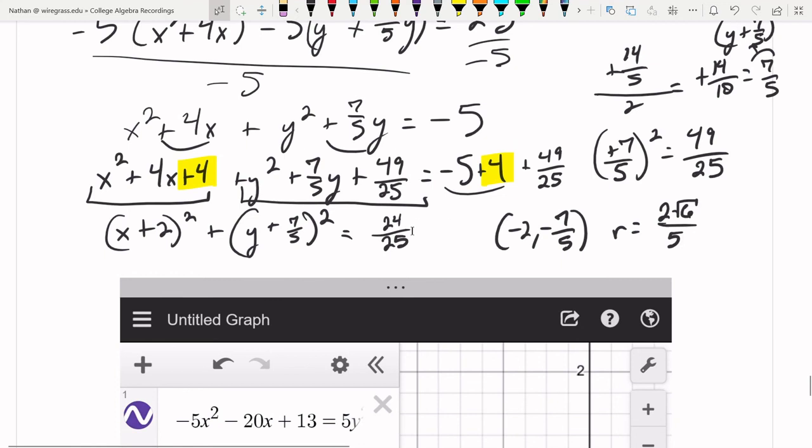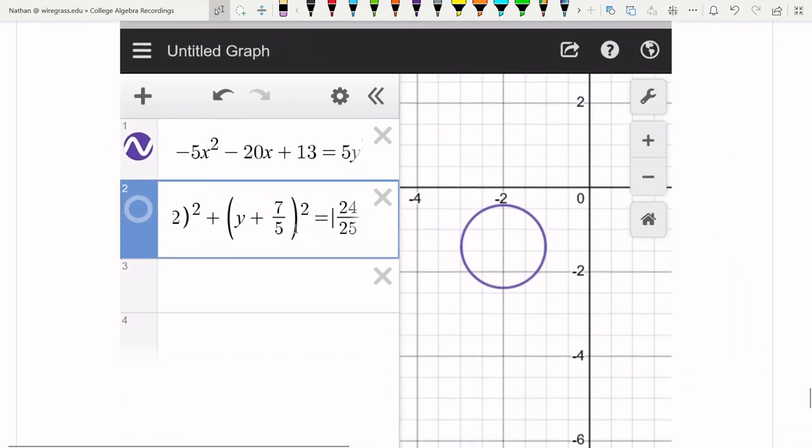I just wanted to show you that to show how you can error check or make sure that you're doing this kind of thing correctly. Of course, if you graph them, you can always check your answer with the original to make sure you've done it correctly.